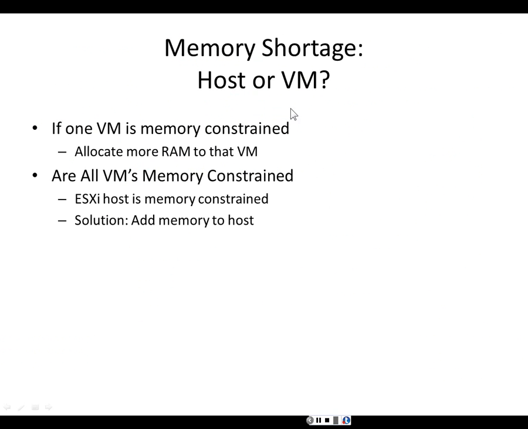Memory shortage, host or VM. If one VM is memory constrained, then you can allocate more memory to that one virtual machine. But if all virtual machines are short on memory, that implies that the ESXi host is short on memory, and the solution is add more memory, add another blade to the blade server.